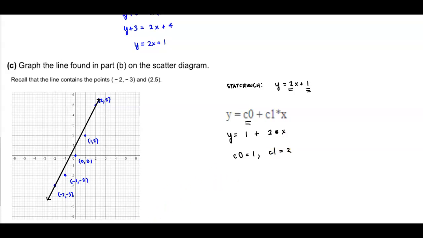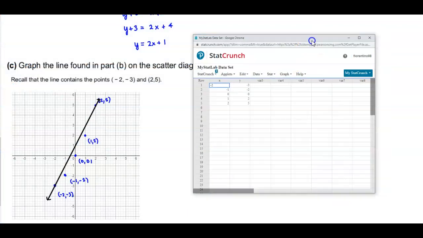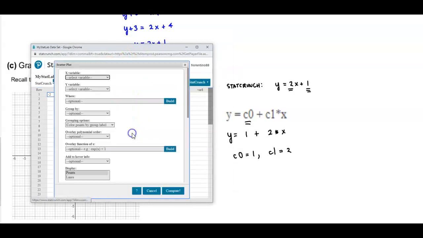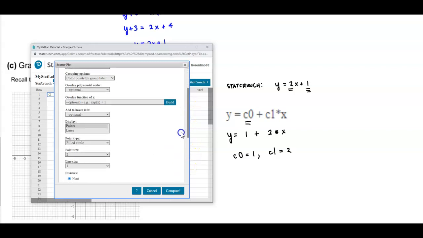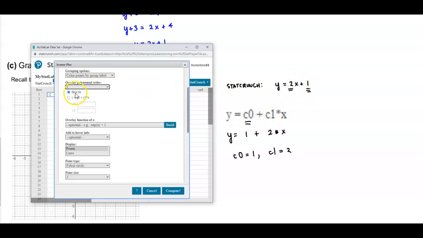So let's go ahead and open up StatCrunch again. Alright, so what we're going to do is graph this again. So we're going to select graph and then go down to scatter plot. So we're going to select again the x variable is the x, y is y, and then we're going to come down here where it says overlay polynomial order. So where you see this overlay polynomial order, it's an order of 1. The reason why it's 1 is because it has a 1 degree. And then over here, you see where it says y equals C0 plus C1 times x. And we're going to select that option.